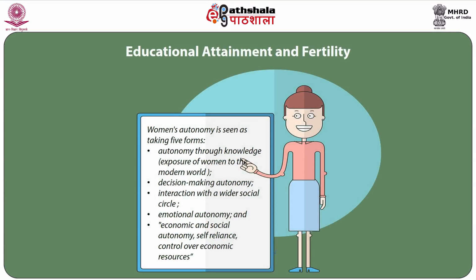Women's autonomy is seen as taking 5 forms: autonomy through knowledge, exposure of women to the modern world, decision-making autonomy, interaction with a wider social circle, emotional autonomy, and economic and social autonomy, self-reliance, control over economic resources.